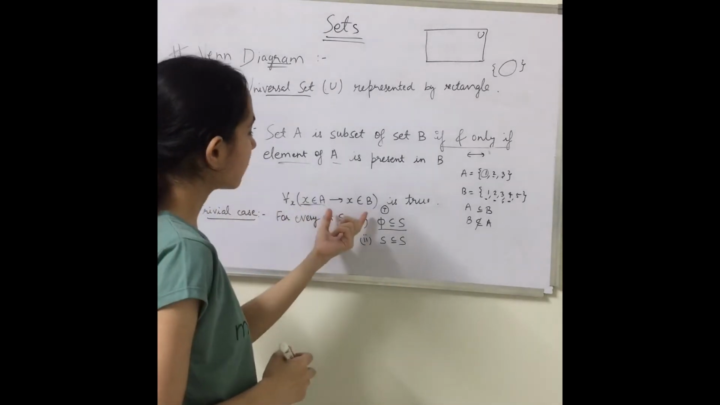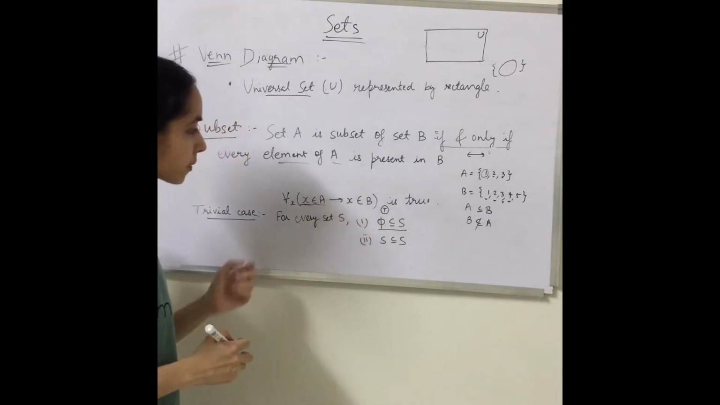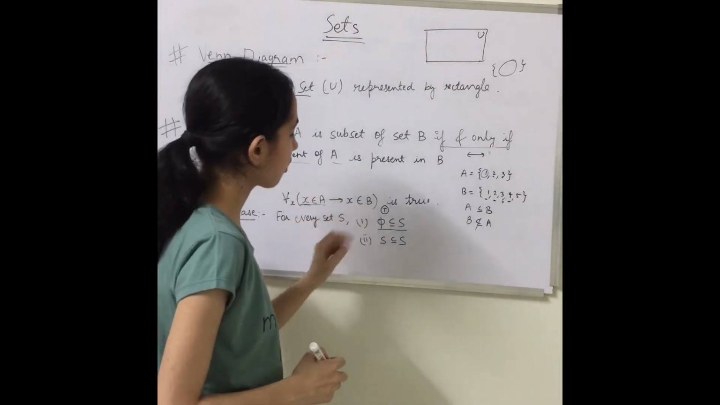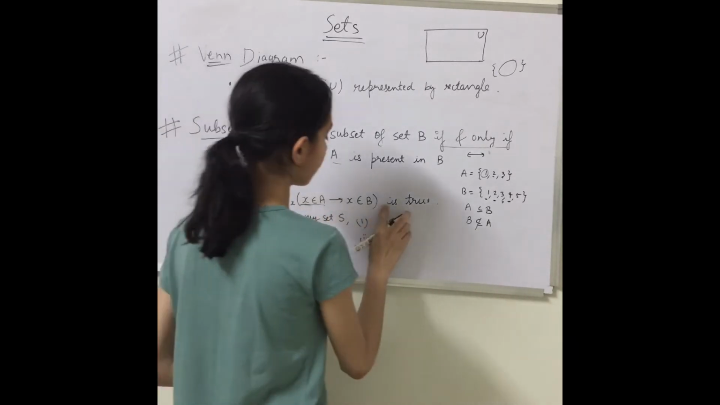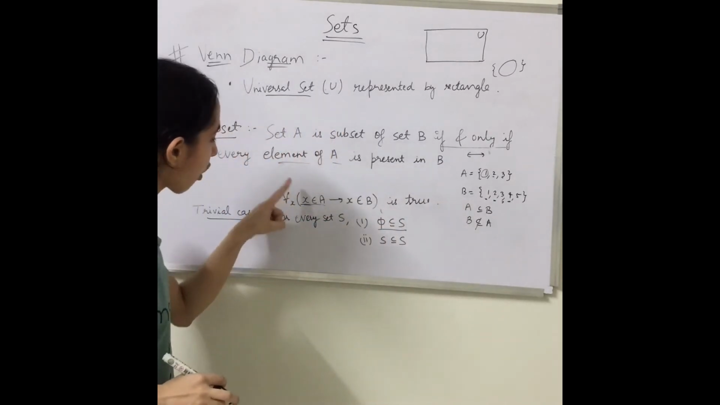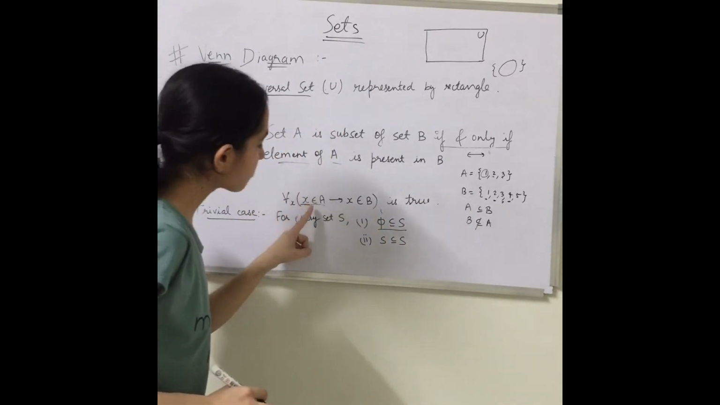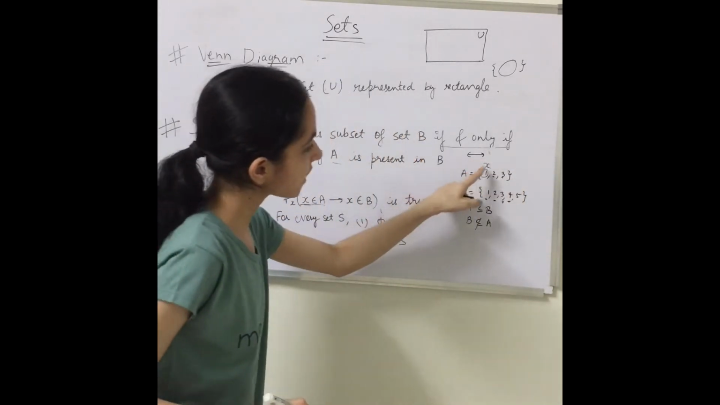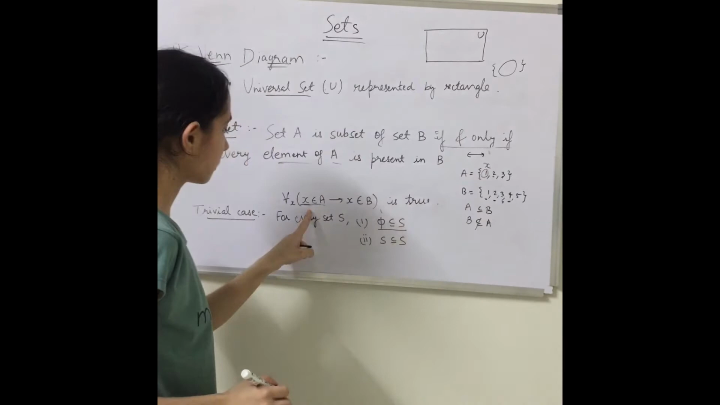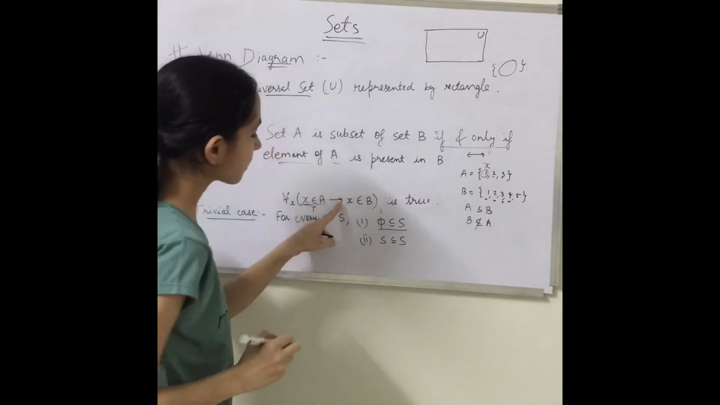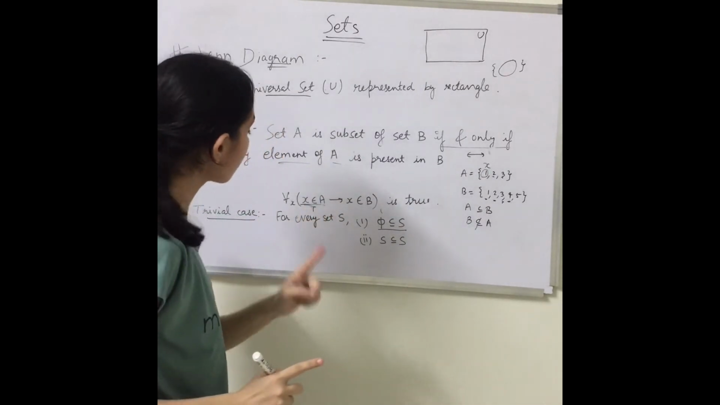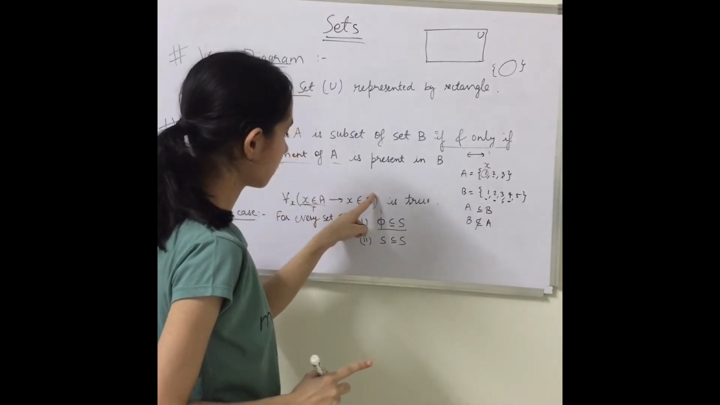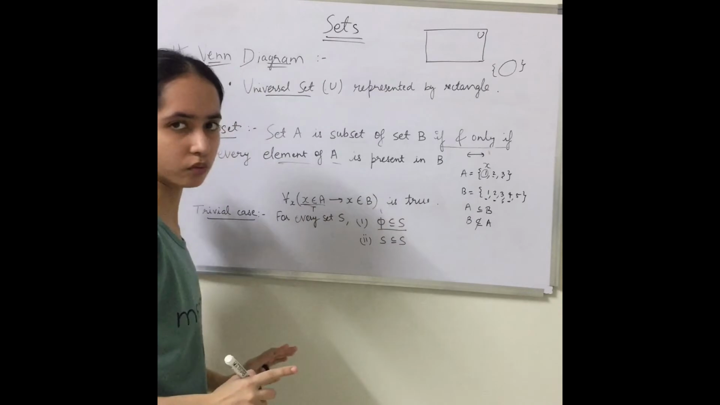And how can we write it in first order logic or propositional logic? For all x, x belongs to A implies x belongs to B. What does it mean? It means for all values of x, if x belongs to A, let's suppose this is my x, if this x belongs to my set A, if this is true, how does implication work? Implication fails only when this becomes true and this becomes false. Otherwise it is always true.